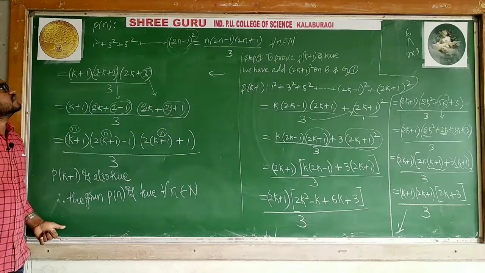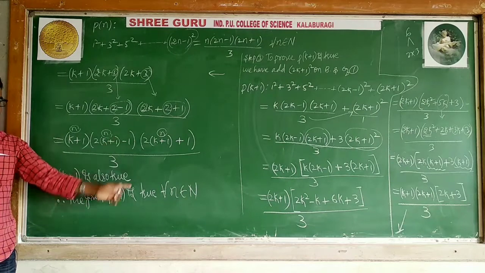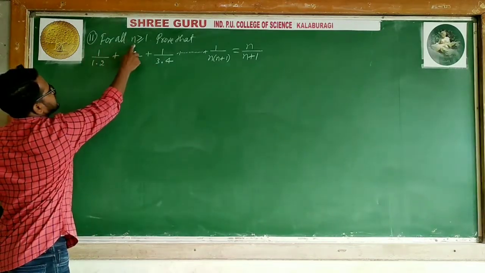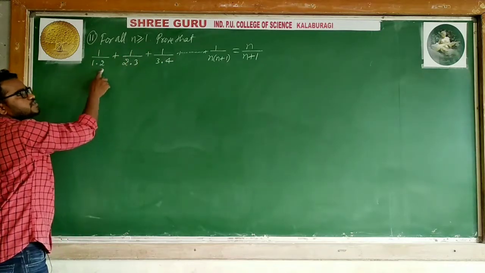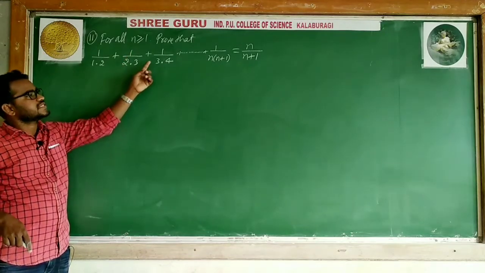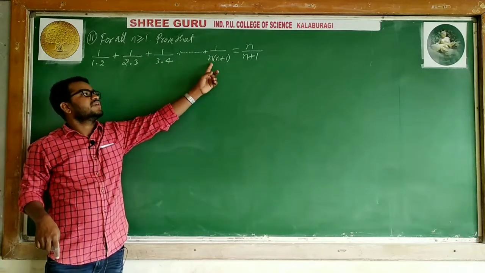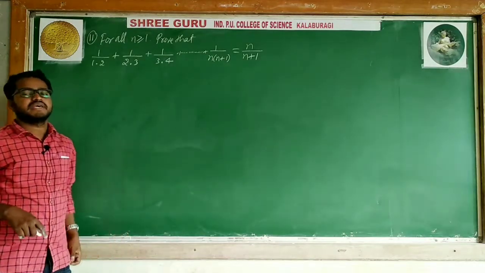This is about which problem? This is the 10th problem. Okay, complete this. Now the 11th one. For all n greater than or equal to 1, prove that 1 divided by 1 into 2 plus 1 divided by 2 into 3 plus 1 divided by 3 into 4 plus so on plus 1 divided by n into n plus 1 is equal to n divided by n plus 1.